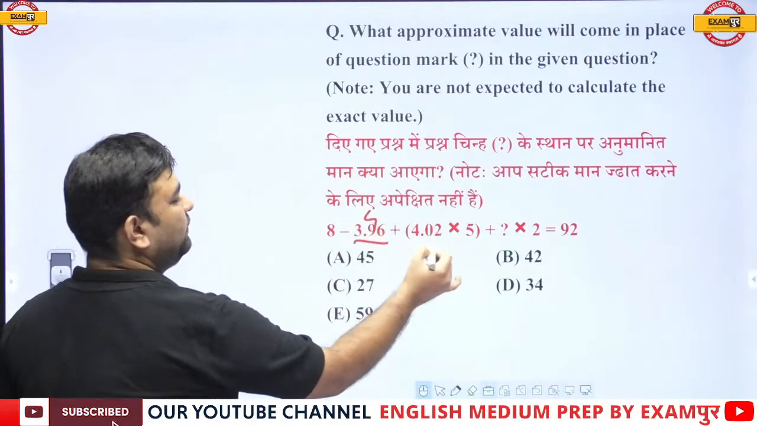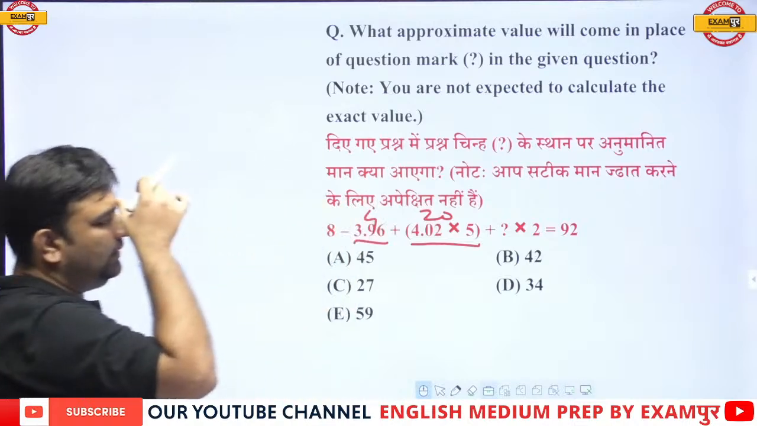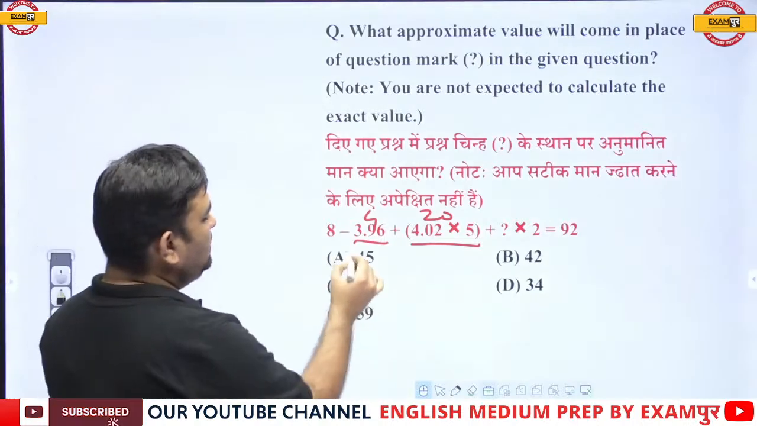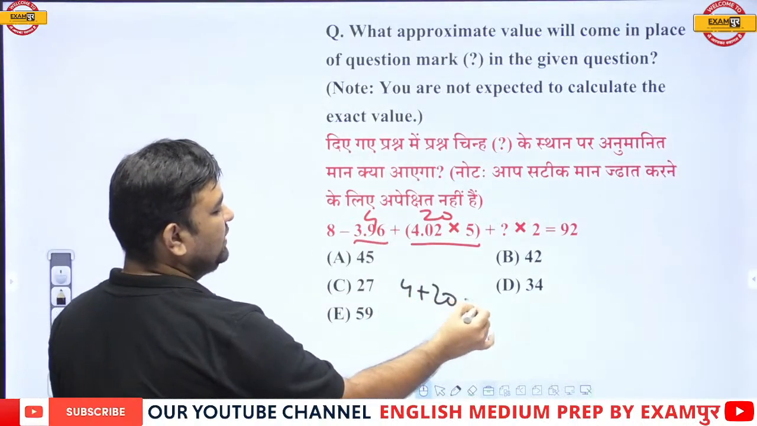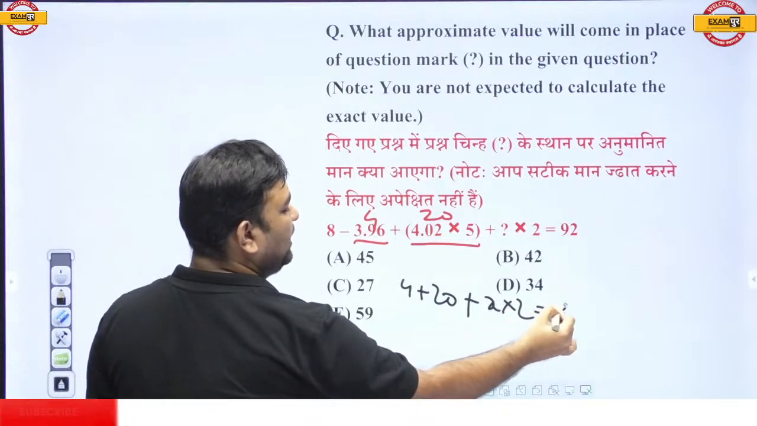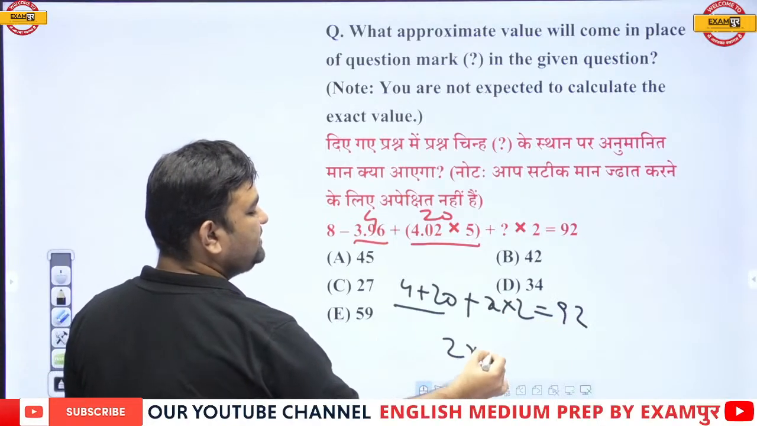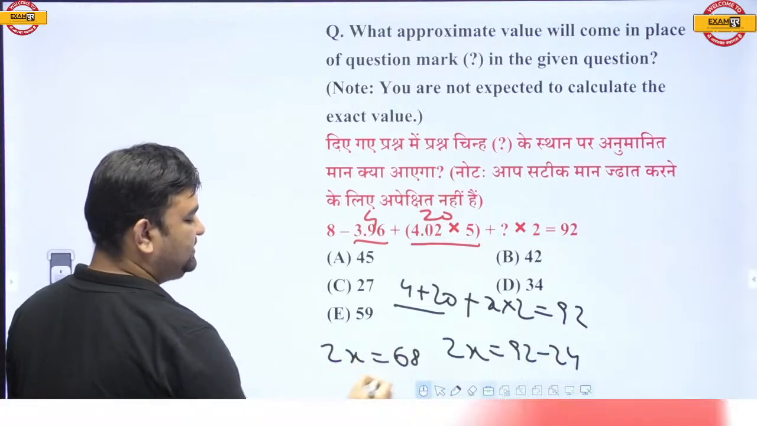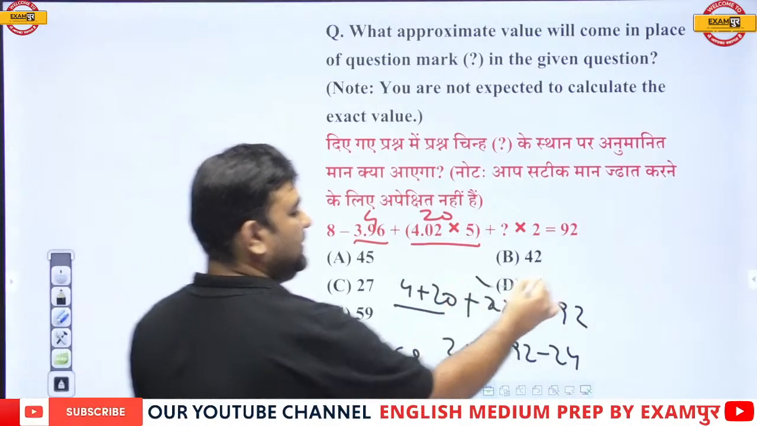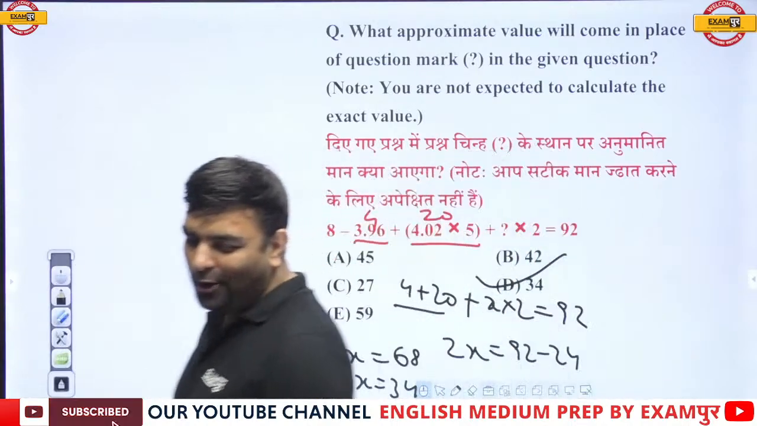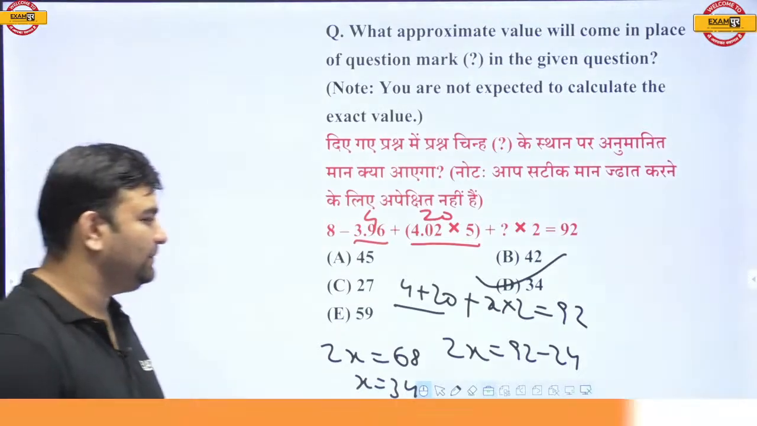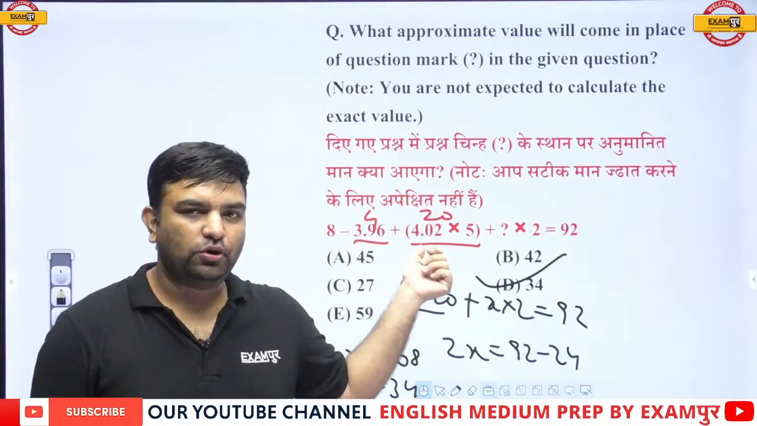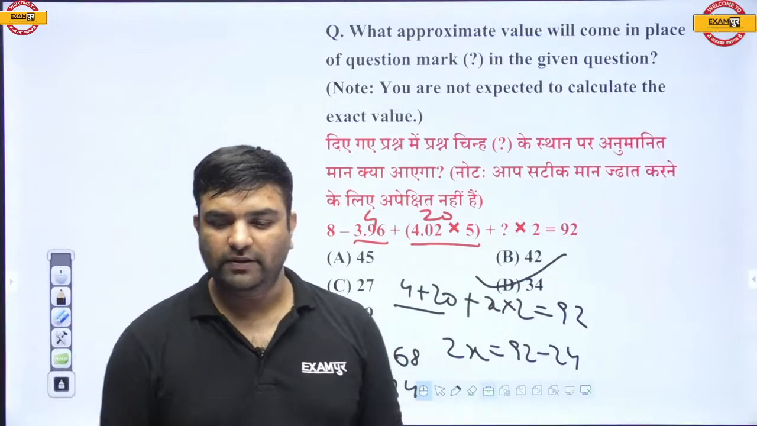5 4s are 20. 8 minus 4, 4 plus 20, is equal to 2x equals 92. 24. 2x is equal to 92 minus 24. 2x is equal to 68. x is 34. What was it? It was nothing. We have approximated 3.92 to 4, approximated 4 to 4, 4 5s are 20, and just solve it to get to the answer.